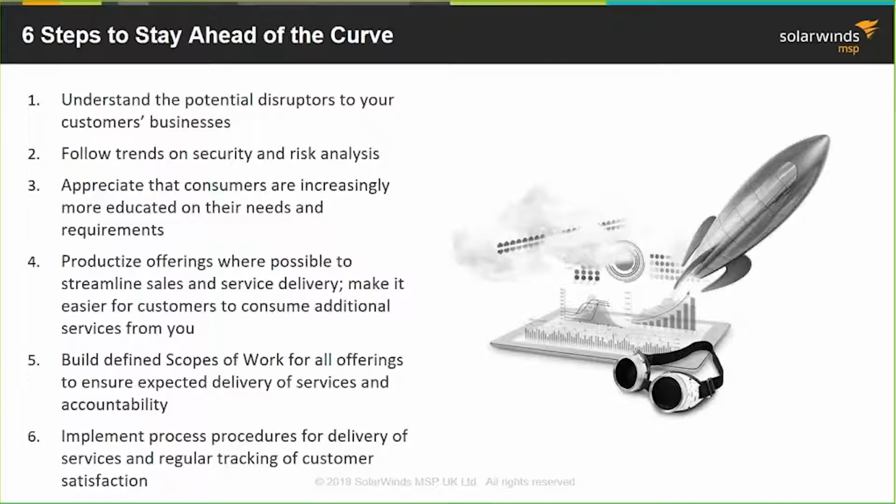Now, when you implement all these different processes and procedures and you've got regular tracking and regular management, regular meetings with your customers, you need to ensure that it's working. So one of the most important things is to track customer satisfaction. This is not something that should necessarily be done during your account management meetings or your vCIO or CTO or CSO type meetings. You can't really do a customer satisfaction survey face-to-face. You can, but most people don't want to tell you the truth face-to-face, in all honesty.